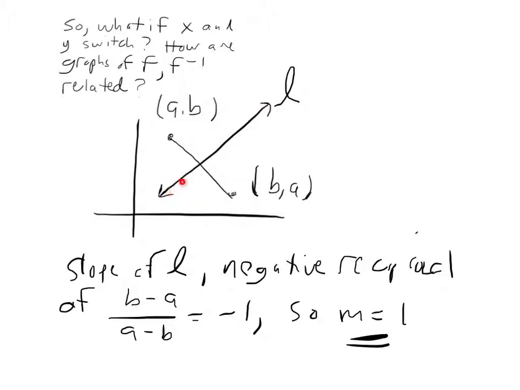Now the slope of that line is going to be the negative reciprocal of the slope of the line connecting A B and B A. That line has a slope of -1, as you can see, so its negative reciprocal will be +1. So the perpendicular bisector connecting a point on a function and its corresponding point on the inverse has a slope of 1.